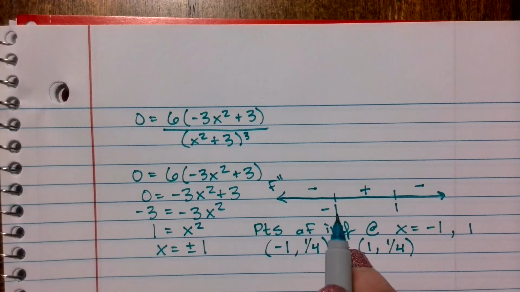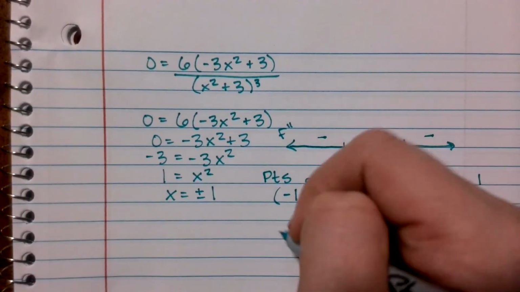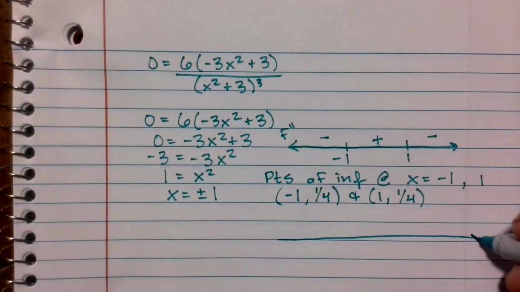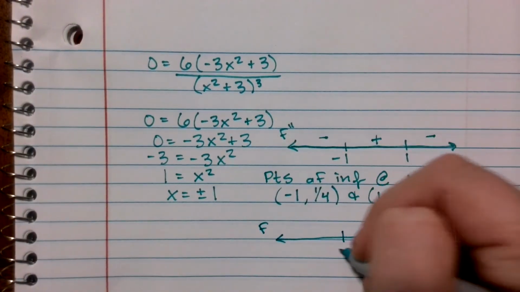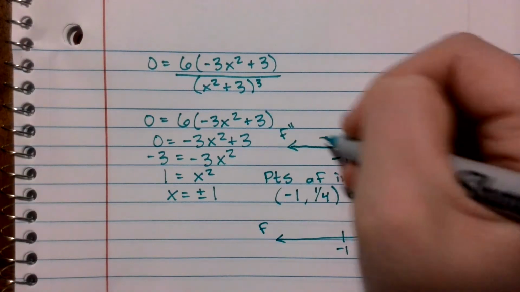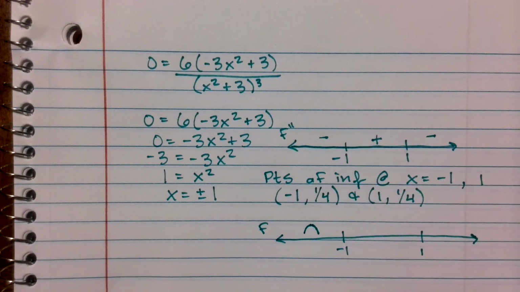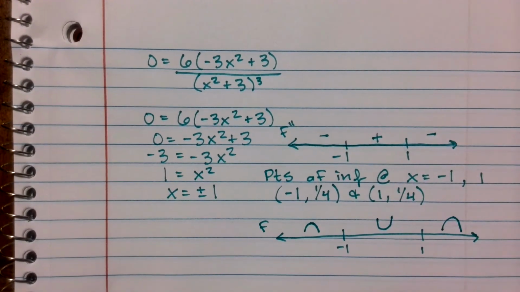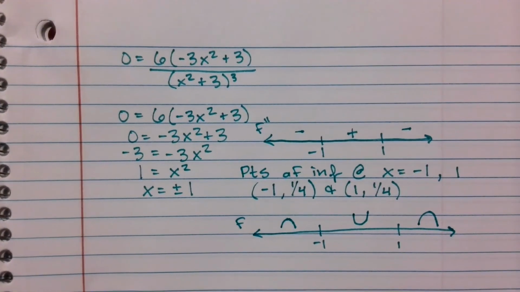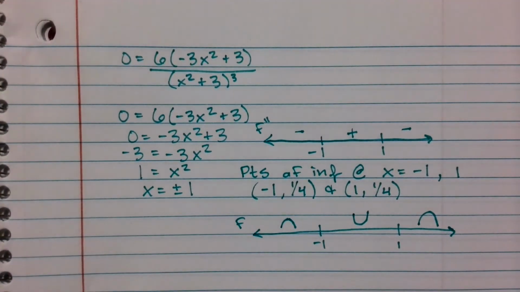We can also see from our f double prime where it's negative, positive, and negative, and we know this because we've got those points of inflection, so that concavity has to be changing. From negative infinity to negative 1, this is where we're concave down, and then f is going to be concave up and then concave down. So that's what we have found out there. Okay, so that was a lot of information. Now we are putting together everything that we know.